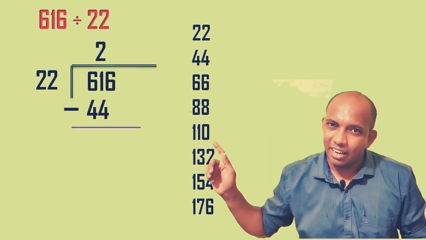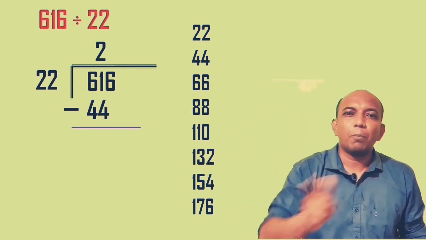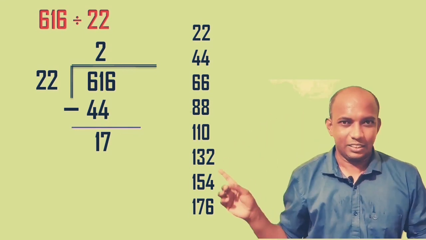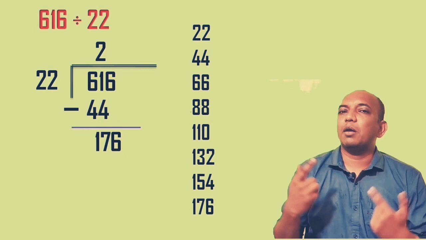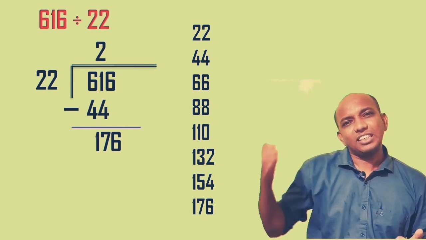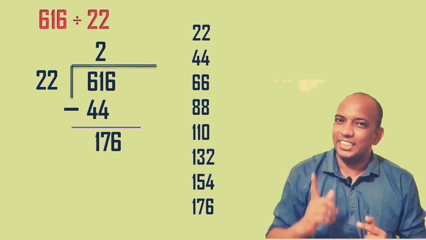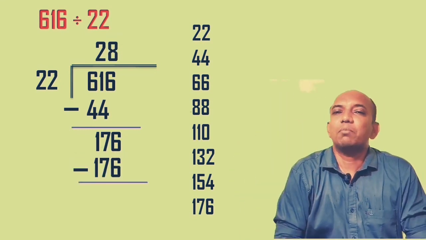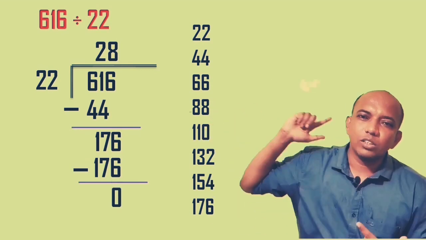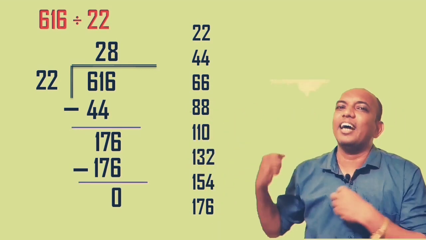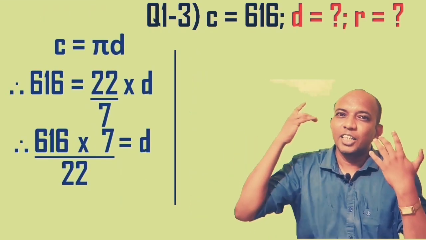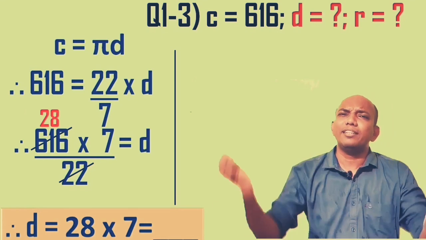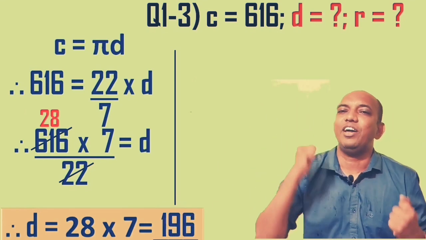It goes in subtraction, right? 2 in the quotient, and the moment you subtract it, we get the answer 17. Correct. Now the next 6 of 616, that is the last 6, must be taken down. That makes the number 176. And do we have 176 in the table of 22? Yes, it is 8s, right? So 8 will be written in the quotient, 176, subtraction, that makes the remainder 0. So in short, when 616 is divided by 22, we get the answer 28, and that makes 28 into 7 equals diameter. After carrying out the multiplication, we get the answer 196. Isn't it easy? Yes, why not?